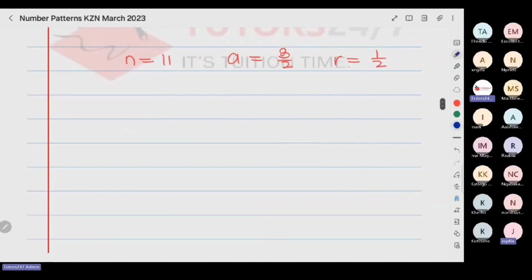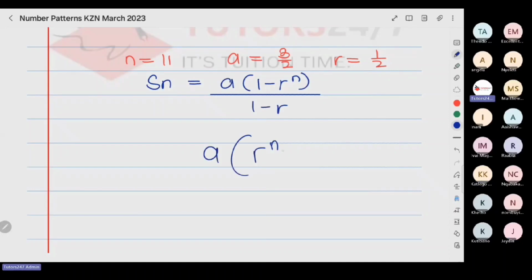From here, we're going to calculate the sum of n terms, which is a into 1 minus r to the power n all over 1 minus r. I know some people like to use this formula. Whichever one you use, that's completely up to you. I prefer to use the one I've written down. But if you want to use it, that's completely fine. We'll end up with the same thing in the end.